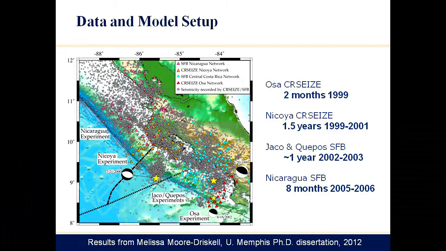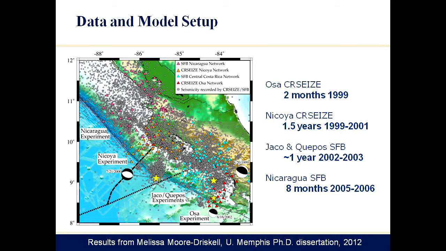All right, so what are we dealing with? This study was conducted by Melissa Moore Driscoll as part of her PhD dissertation at the University of Memphis. The Germans were nice enough to collaborate with us and give us all of their arrival times from their 3 experiments. So their 3 experiments are the Nicaragua experiment, and then all of the experiments here in the central Costa Rica area, so Quepos and Jaco. We consider that one experiment.